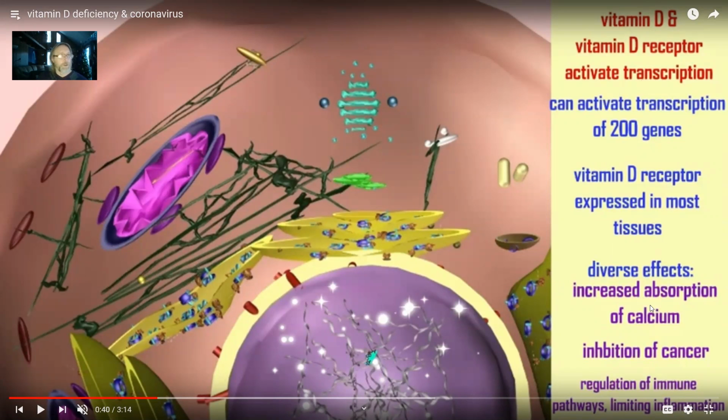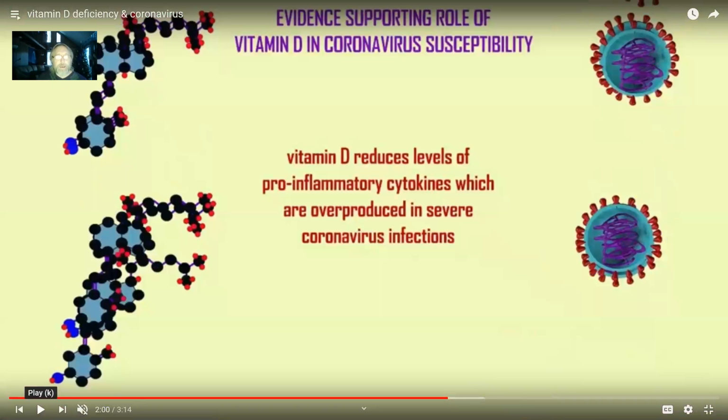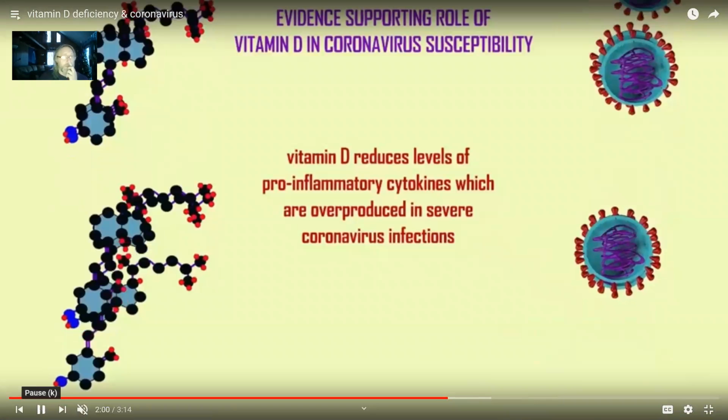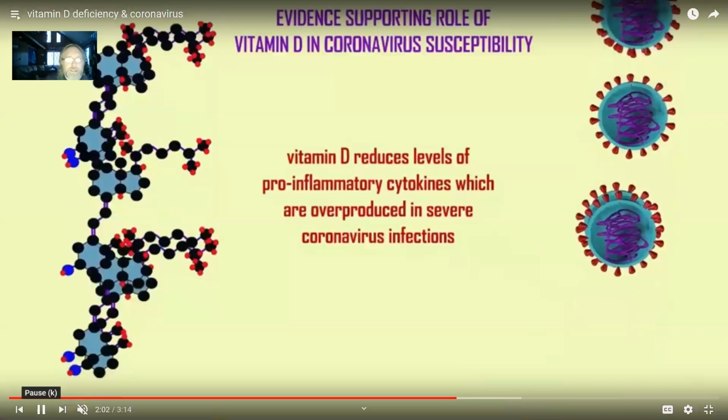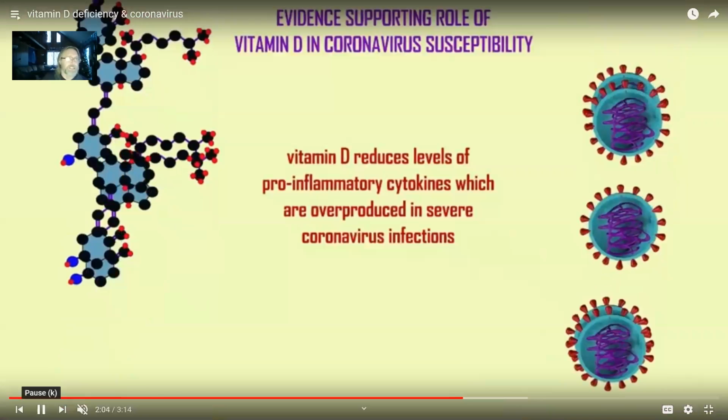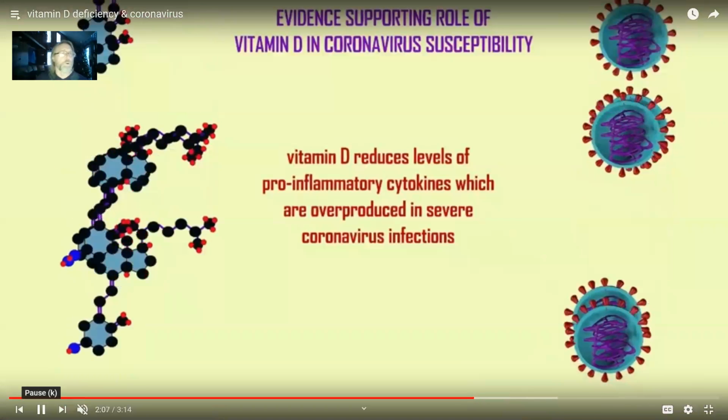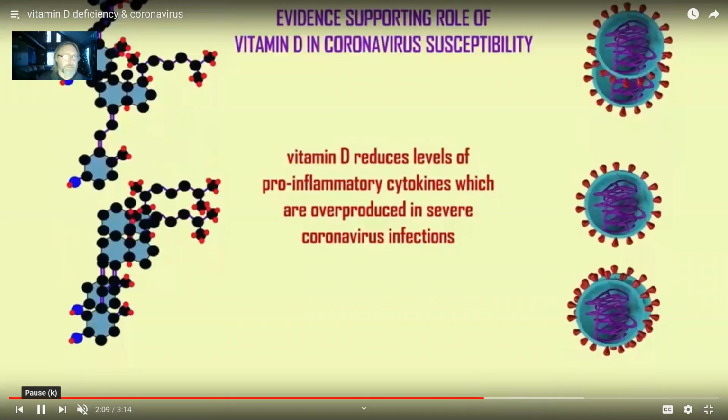Now, it's famous for affecting calcium absorption and thus the strength of your bones. But some of these genes are also involved in inhibiting cancer, regulating immune pathways, and limiting inflammation. And there are a number of lines of evidence indicating that vitamin D deficiencies may have a role in coronavirus. We notice that vitamin D reduces the pro-inflammatory cytokines, which are overexpressed in coronavirus infection.